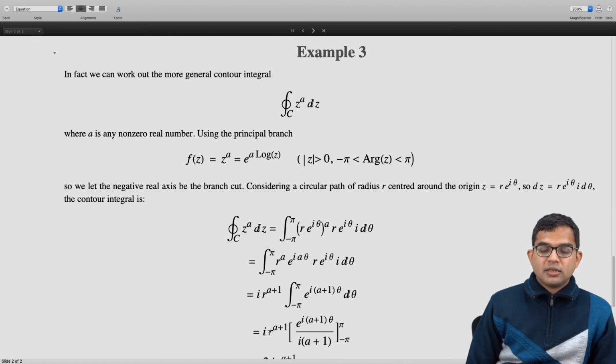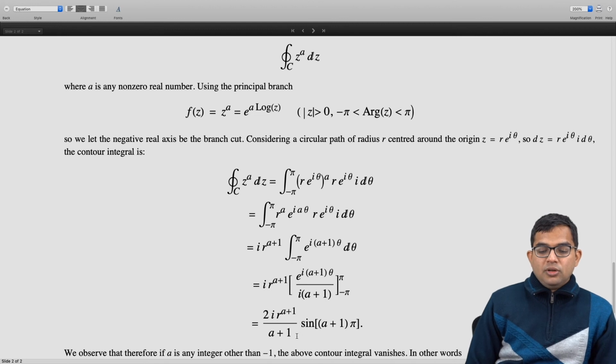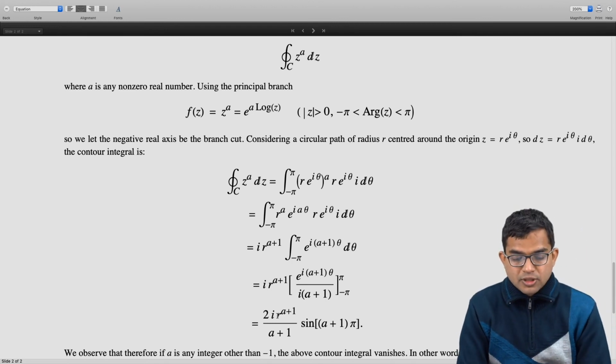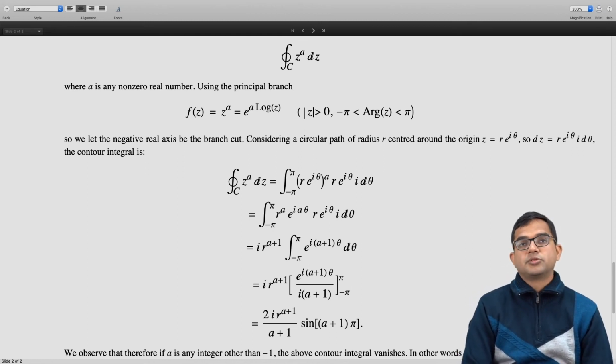So then this is nothing but i times r to the a plus 1, which is just something you pull out. Then you have to evaluate this quantity, e to the i times (a plus 1) theta divided by i times (a plus 1), between plus pi and minus pi, right? And you can write down the answer as 2 times i times r to the a plus 1 divided by a plus 1, times sine of (a plus 1) times pi, right?